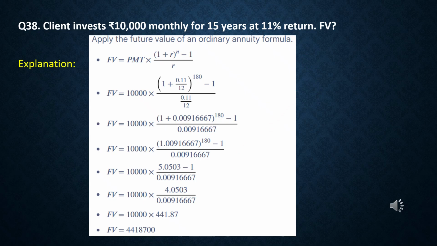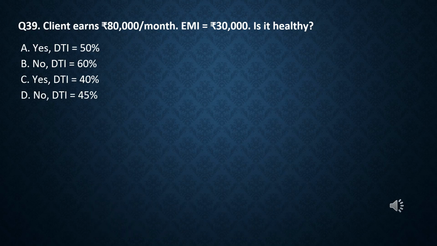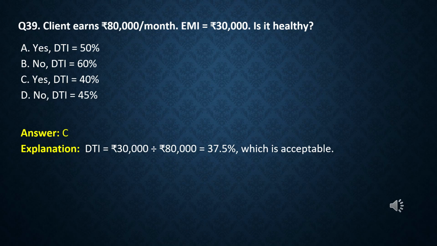Next question. Client earns 80,000 per month. EMI is 30,000. Is it healthy? Correct answer is option C. Yes. Here 37.5% is the DTI, debt to income ratio, which is acceptable. It should not cross 40%.